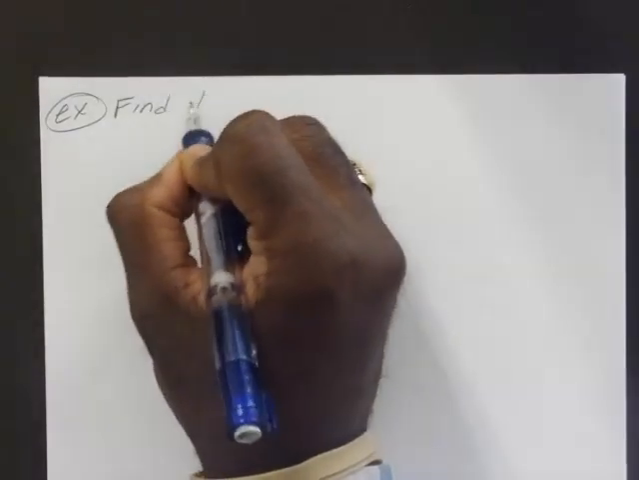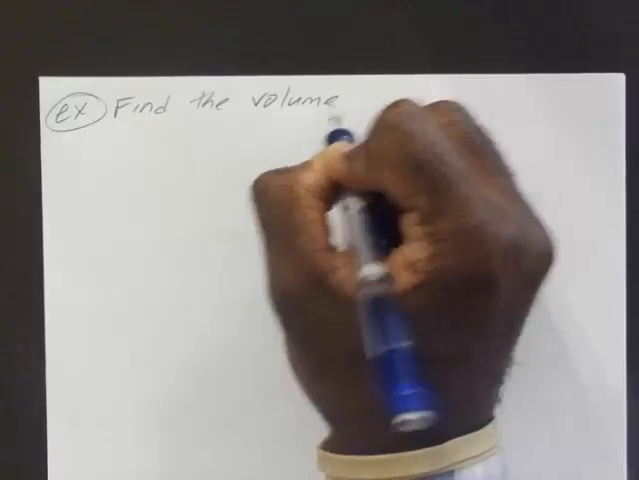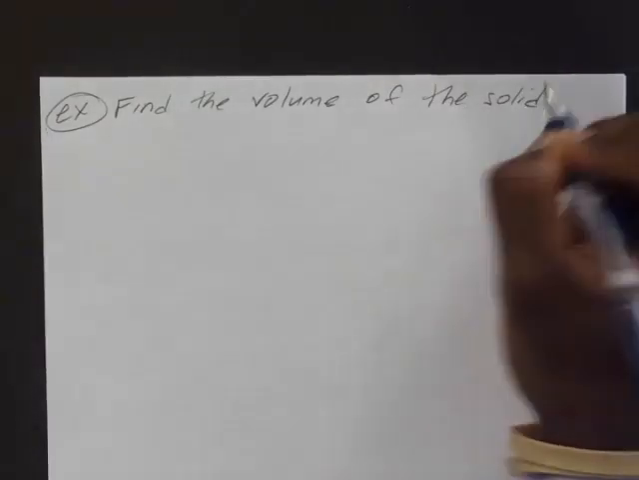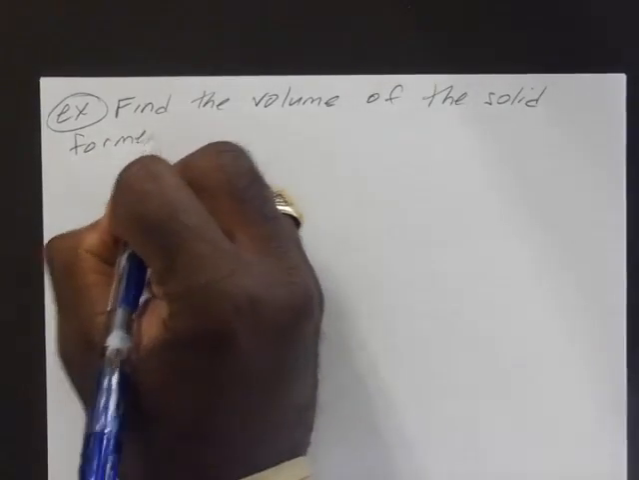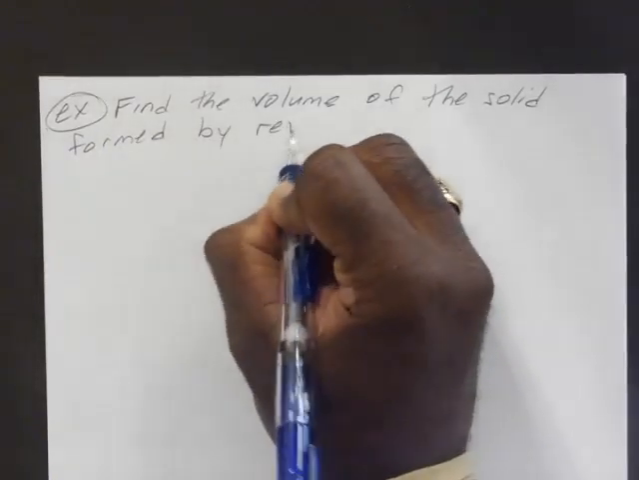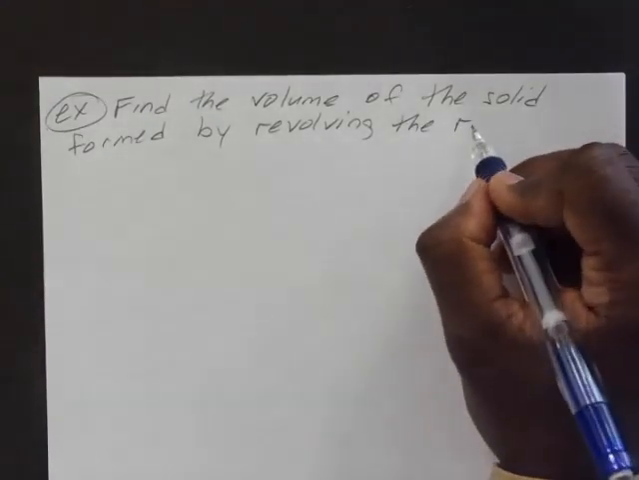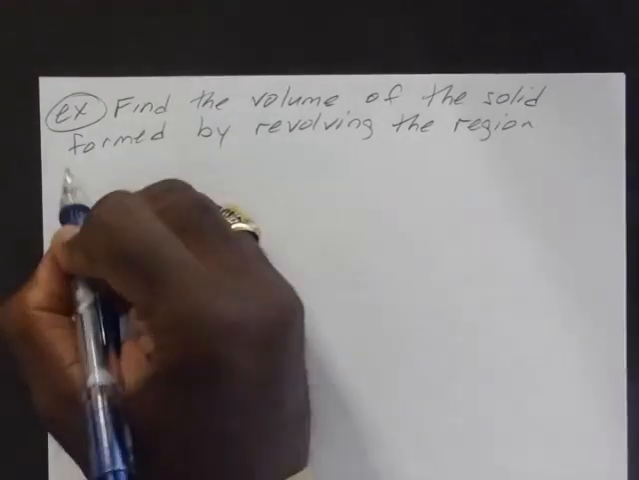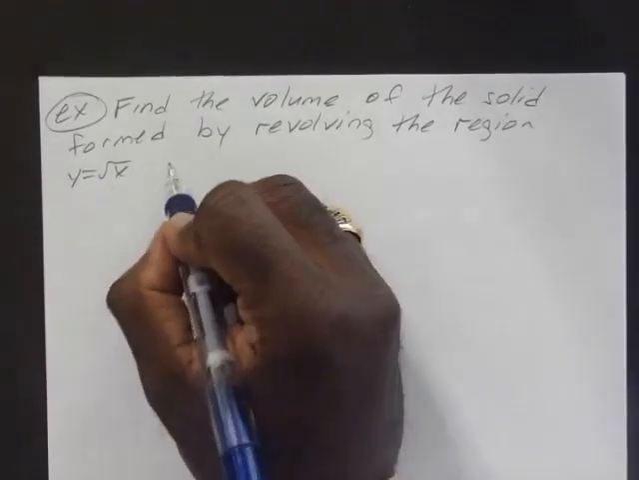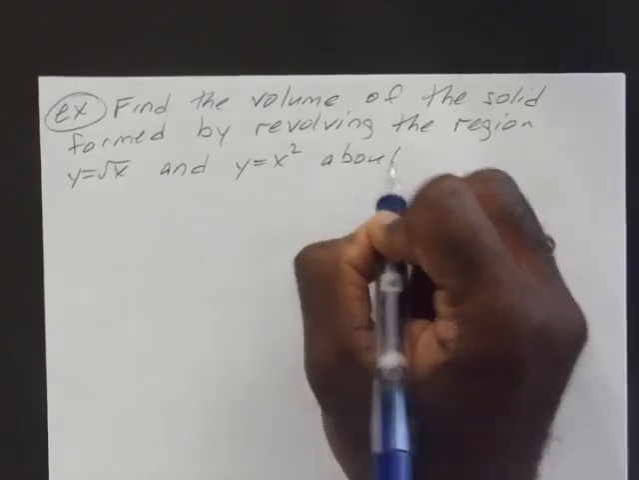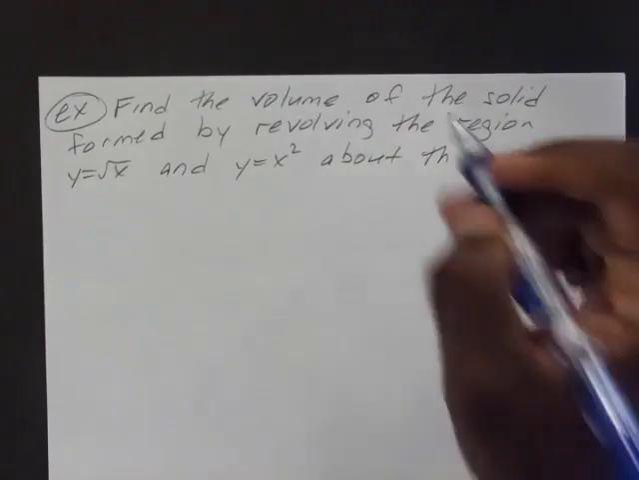So let's say, for example, you want to find the volume of the solid formed by revolving the region y equals square root of x and y equals x squared about the y-axis, and then about the x-axis.